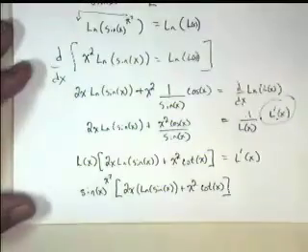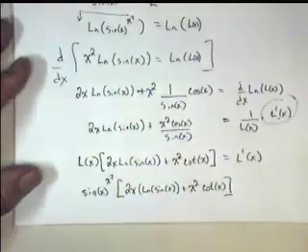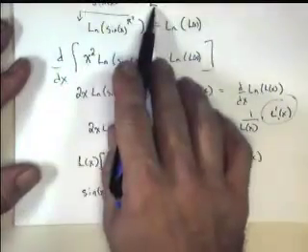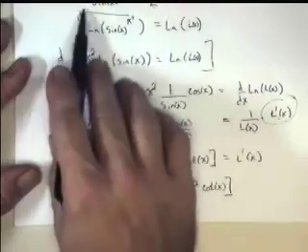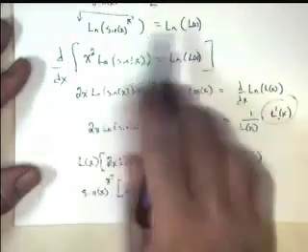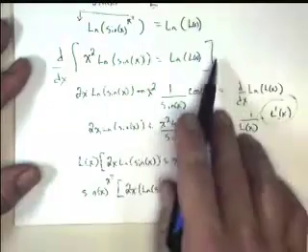This is an example of what's called logarithmic differentiation. We give this function a name, some people would call that the letter y. We let y be the function. We take the log of both sides, then take the derivative.